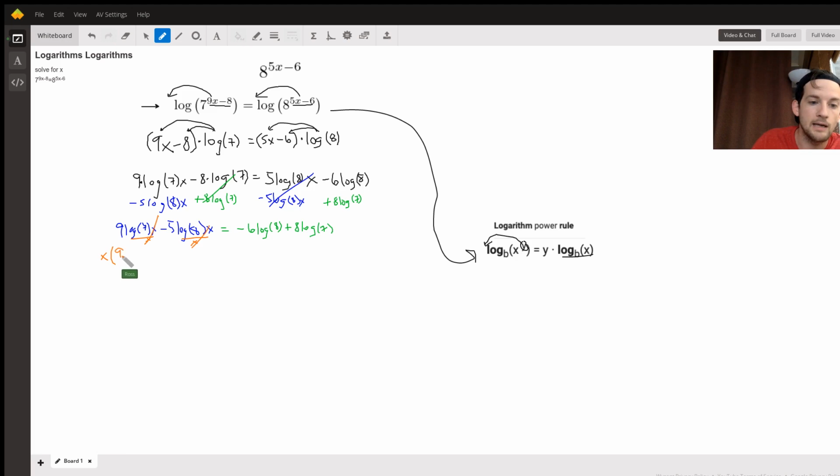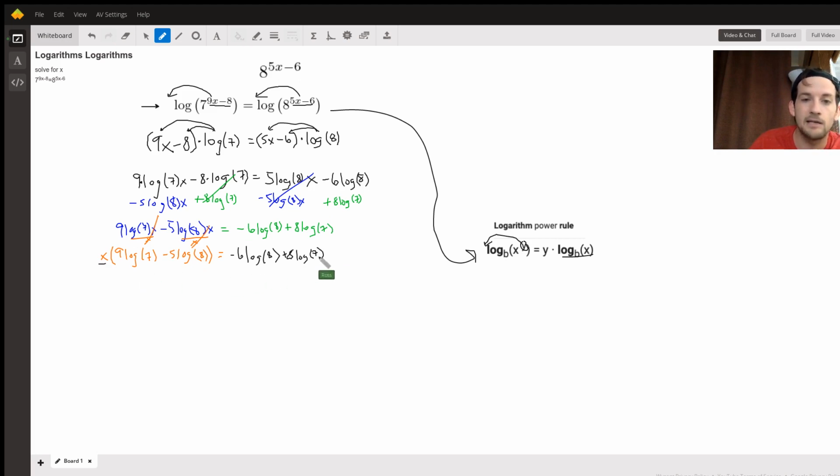So we put 9 log of 7, and then minus 5 log of 8. And on the right-hand side, nothing's going to happen because we can't put any of that together. All of this will just stay the exact same. So negative 6 log 8 and plus 8 log 7. And if you're wondering, well, why did you factor out that x? You just went through all this trouble to get rid of parentheses, and now the parentheses are back. Well, here's the last little trick.